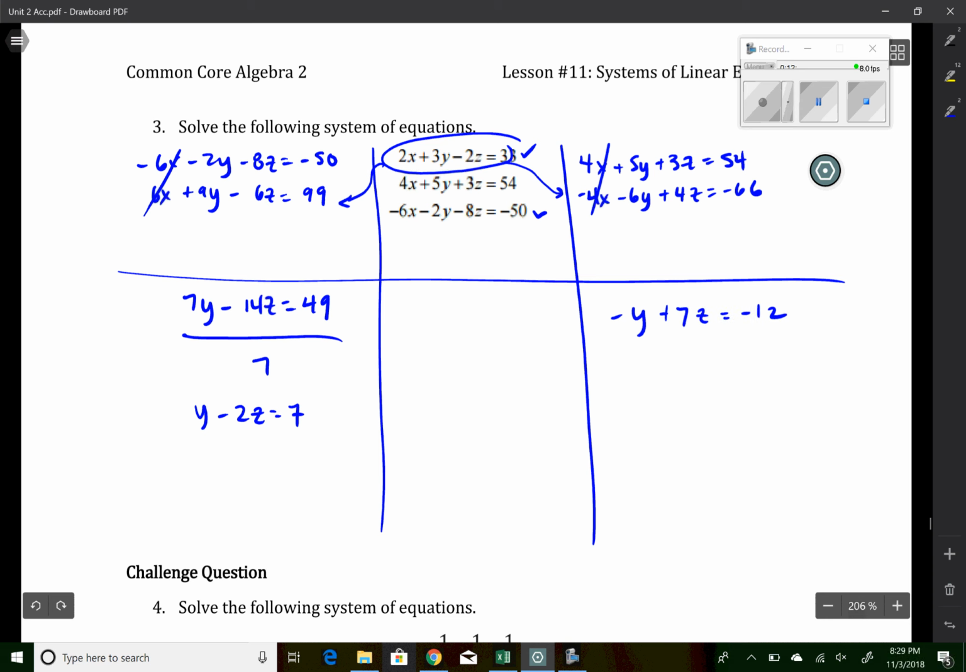Look how nice that is. Because we divided that by 7, I get a y and a negative y. They already cancel.